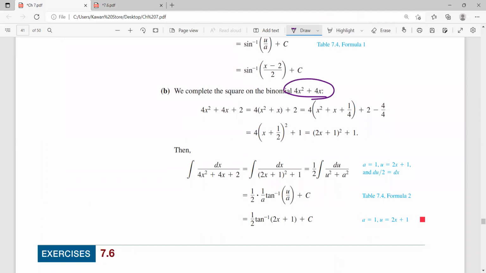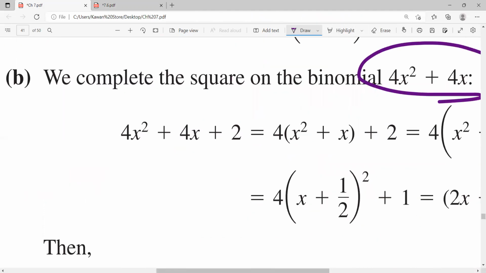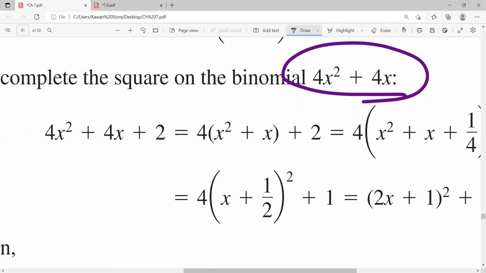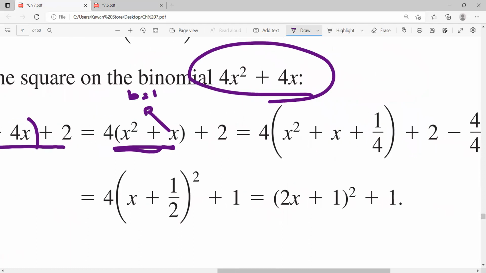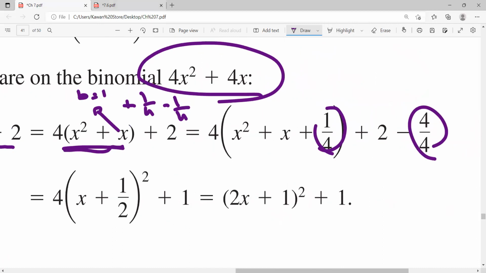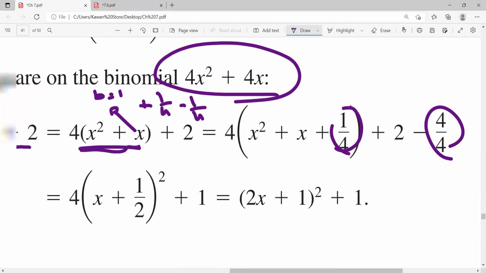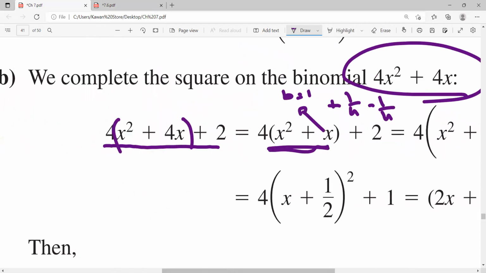Changing that one to be a complete square by taking 4 out. So I have that one. Okay. And how do I change this one to a complete square? So what is the coefficient now here? It is equal to 1. So that's why I'm going to add 1 over 4 minus 1 over 4. Add 1 over 4 and subtract 1 over 4.